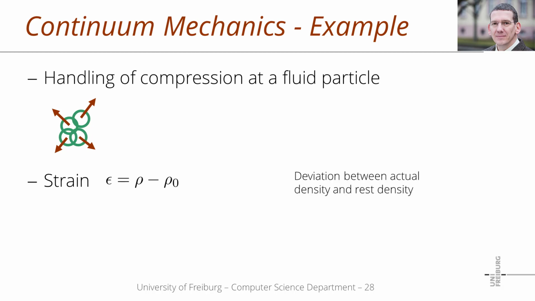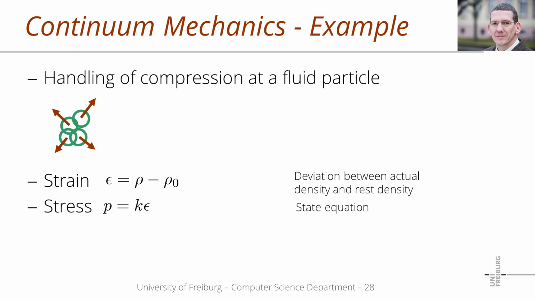First we consider a strain. We define what we consider as deformation. And here in this case we look at a density difference. We compute the actual density ρ at a fluid particle. We have its rest density ρ0, and now we consider the difference of these two densities. If particles are too close to each other, if they are in a compressed state, then the density ρ is larger than the rest density ρ0, and we get some positive strain epsilon.